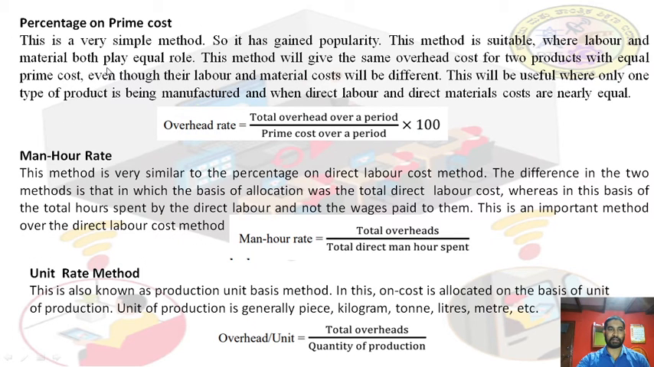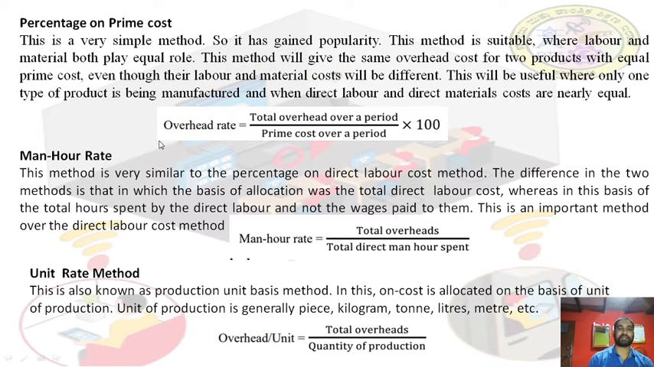So in the third, percentage on prime cost. So in this method, direct material, direct labor and direct expenses are added together, and a certain percentage is allotted on the prime cost to calculate the overhead rate. This is also a very simple method, so it has gained popularity. This method is suitable where the labor and materials both play equal role.